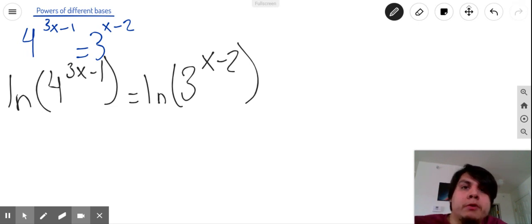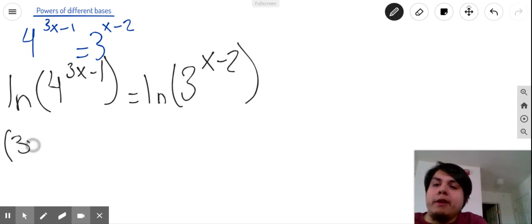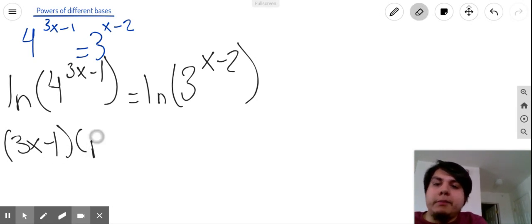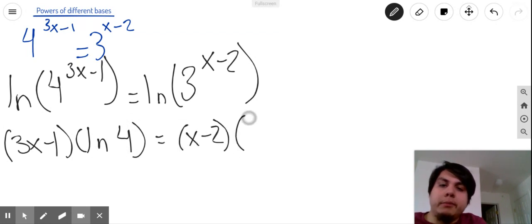Okay? So now we're going to use the property of logarithms. The property of logarithms states that if I have an exponent inside my logarithm, I can have that act as a multiplier, a coefficient of the logarithm. And here's how it looks. So that means I would have (3x minus 1) times the natural log of 4, and that should equal (x minus 2) times the natural log of 3.